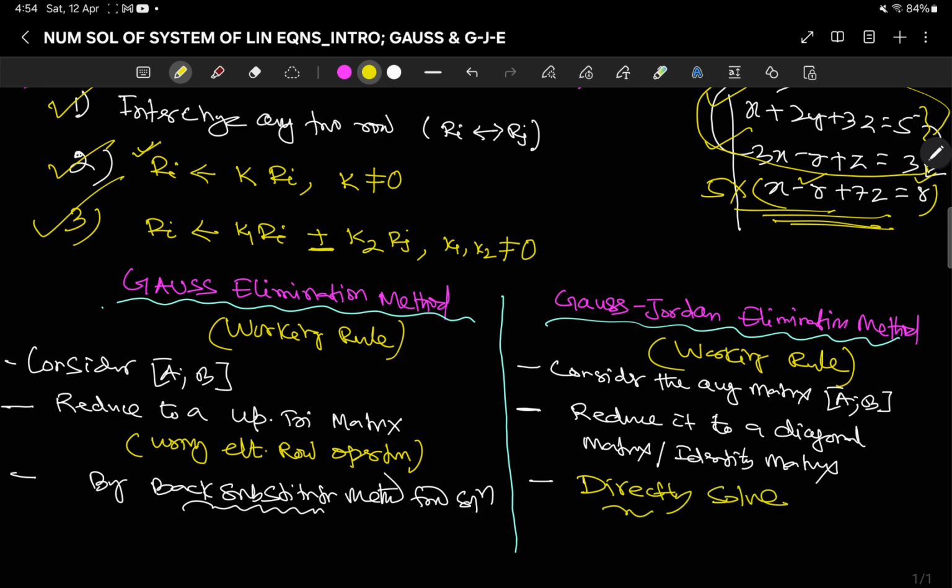So this method is less time consuming, but here more steps are needed. So it is lengthy here. So this Gauss elimination method is preferred.